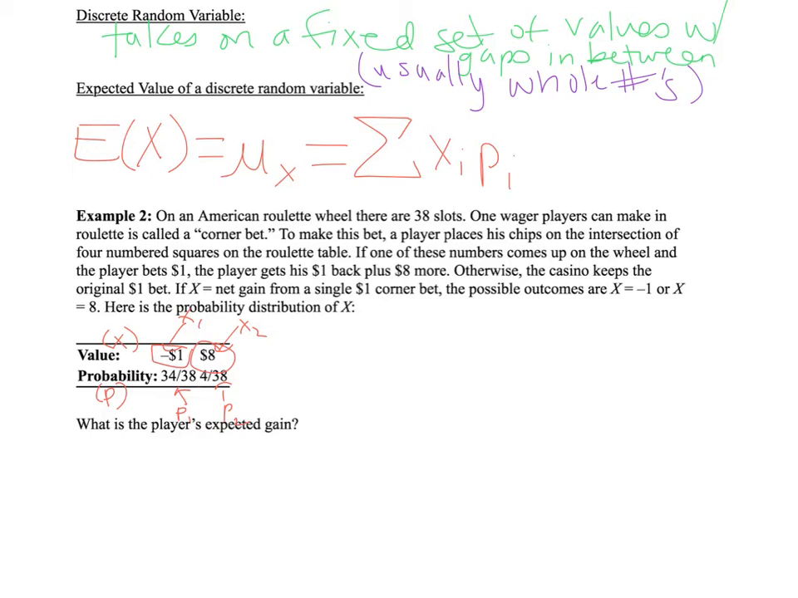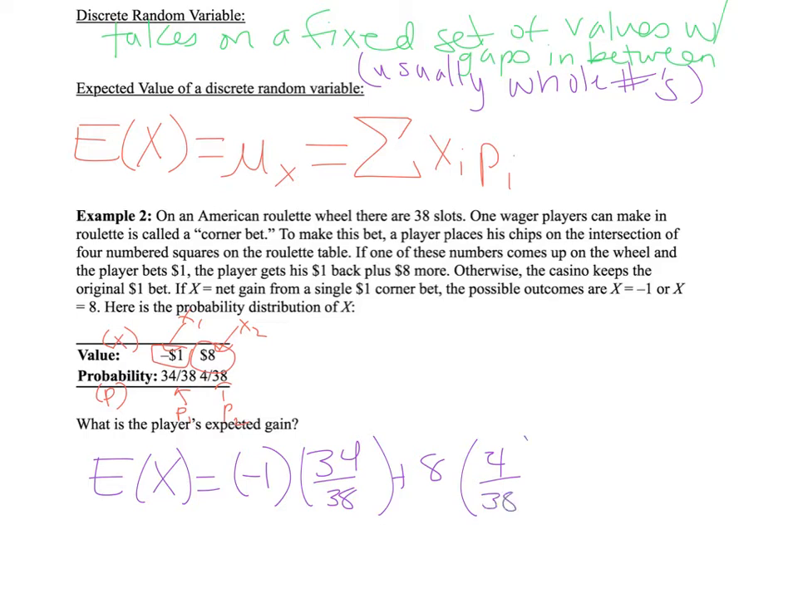So all you're going to do for your expected gain is rewrite it. You're going to multiply together -1 times 34 over 38 plus 8 times 4 over 38. That's all you need to do for this. You end up in the end getting -2 over 38, which gives you -0.05. And in this case, remember, we're actually thinking about dollars, so I'm going to say -0.05 or 5 cents. So you will sometimes get expected values that are negative.